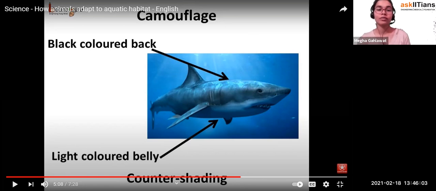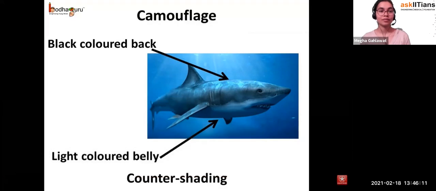Moving forward, the camouflage helps the shark during hunting. If we look from the top, its back is dark, so it is hard to spot it against the dark sea floor. Now if we see from the downside, its belly is light in color, so the creature seeing it from below can't spot it against the bright sunlight. Because of this kind of shading, sometimes the shark's prey cannot notice it. This special camouflage is called counter shading.